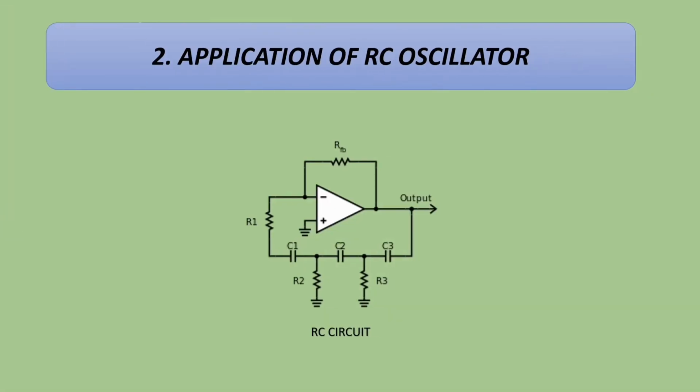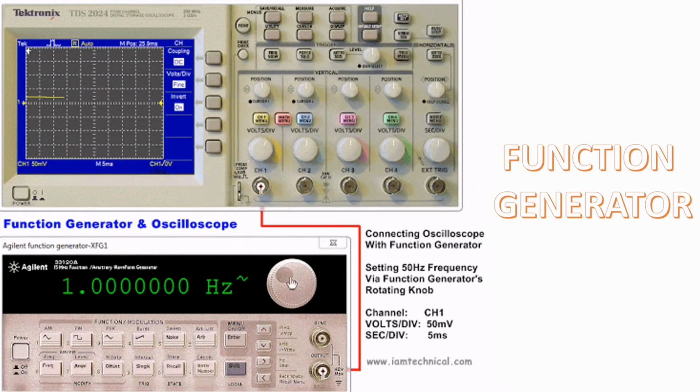oscillator is the RC oscillator. An RC oscillator is a linear electronic oscillator circuit which generates a sinusoidal output signal. It is composed of an amplifier and a frequency selective element. A linear oscillator circuit will use an RC network, a combination of resistor and capacitor. An application of the RC oscillator is the function generator.